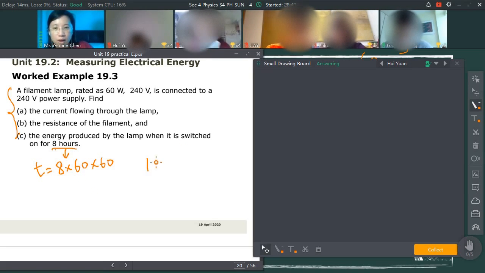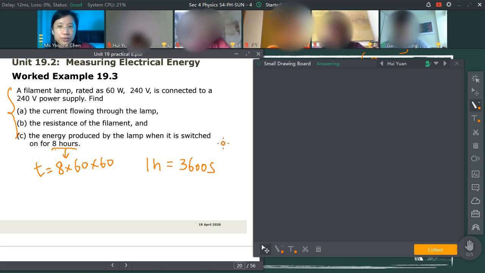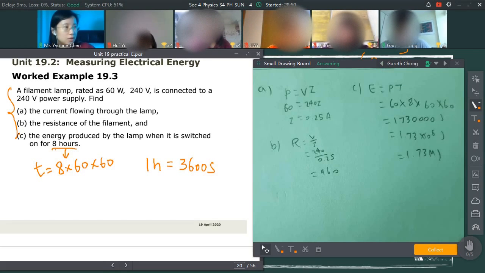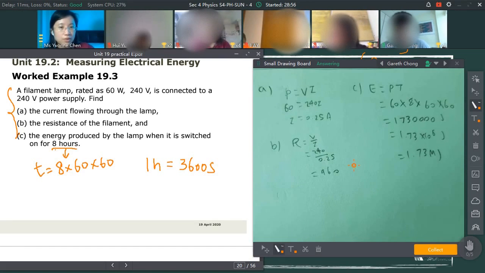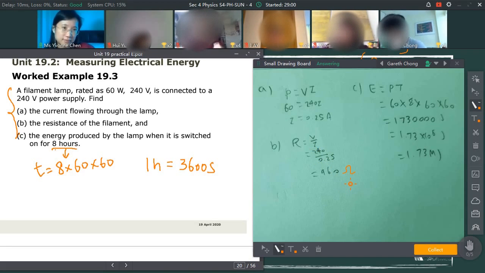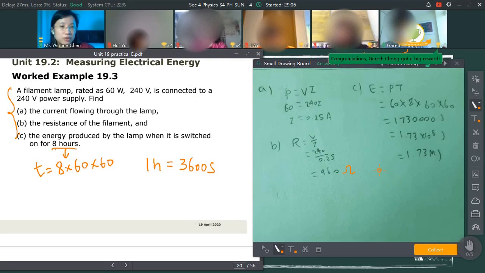By the way, 1 hour equals to 3,600 seconds. Gareth, everything okay? Just that part B, you forgot the unit. Please add the unit. Okay. Your numerical value calculation is perfect. Good. Just remember the unit. After the last equal sign, I must have the unit.